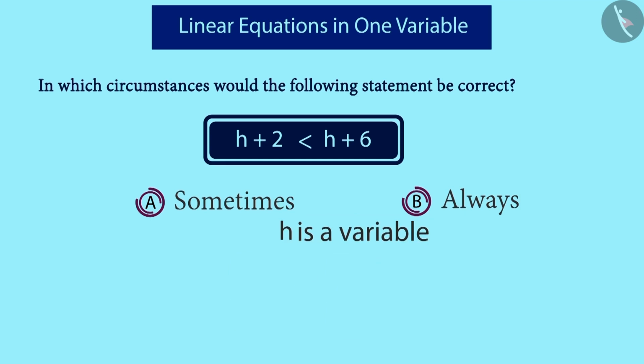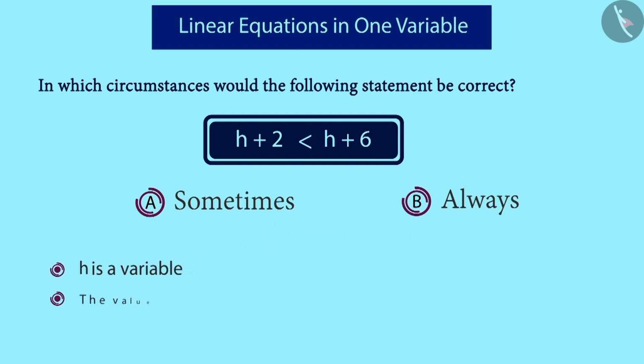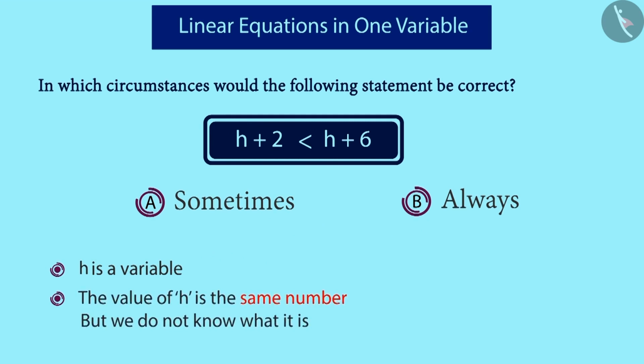Therefore, h cannot have two different values simultaneously. Here, h indicates an unknown number. So the value of h is the same number, but we do not know what it is. Based on the same assumption, if we place the same number in place of h on both sides, we shall see that this statement will always be true. So the correct option is B.